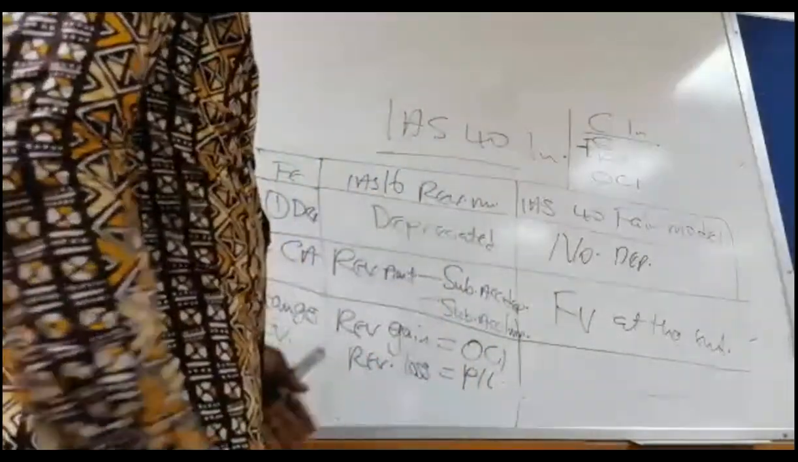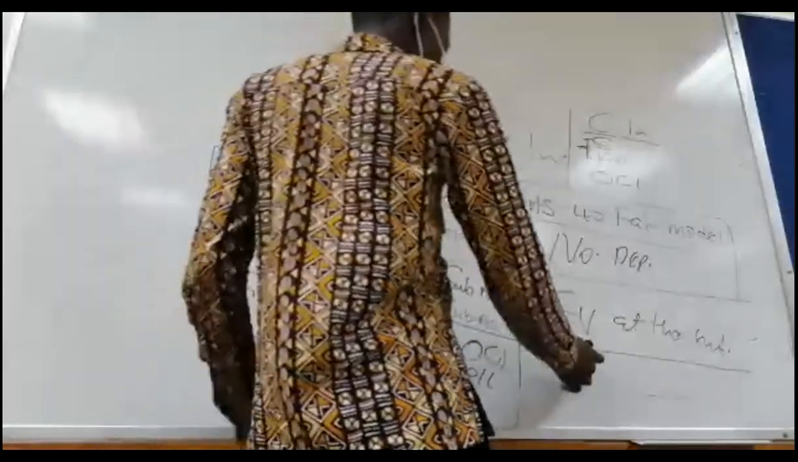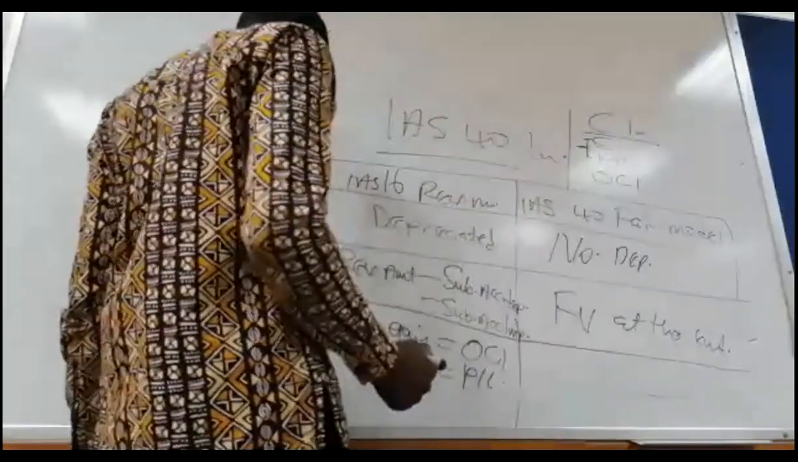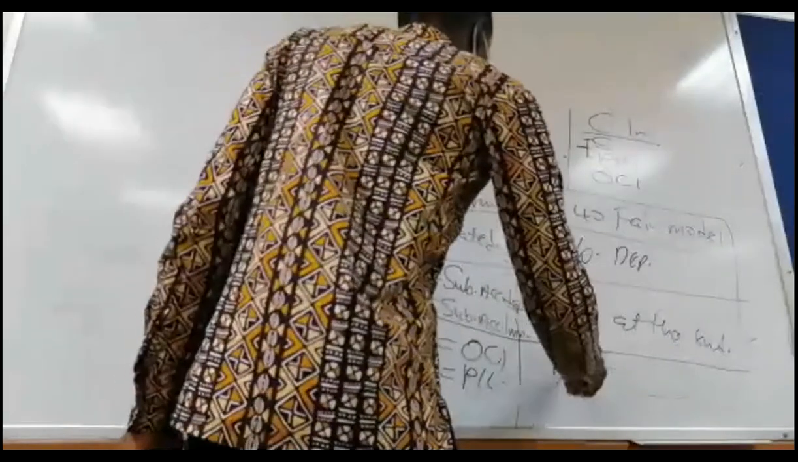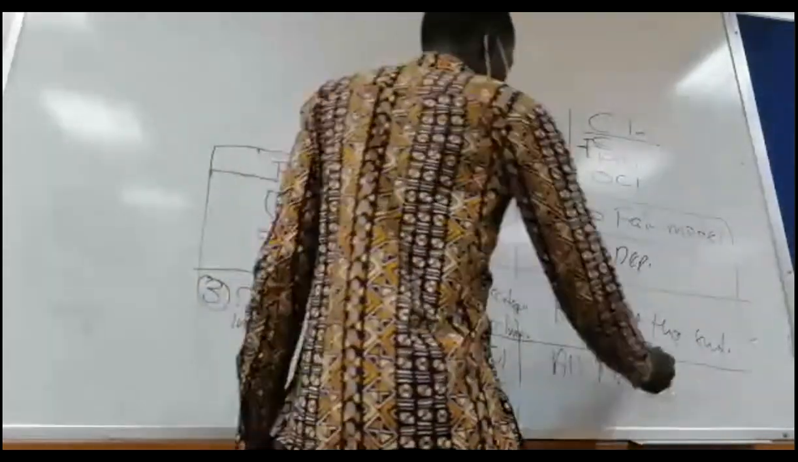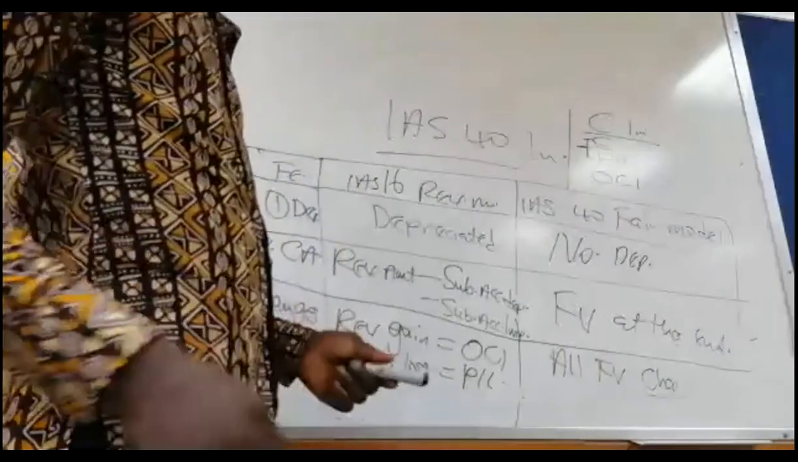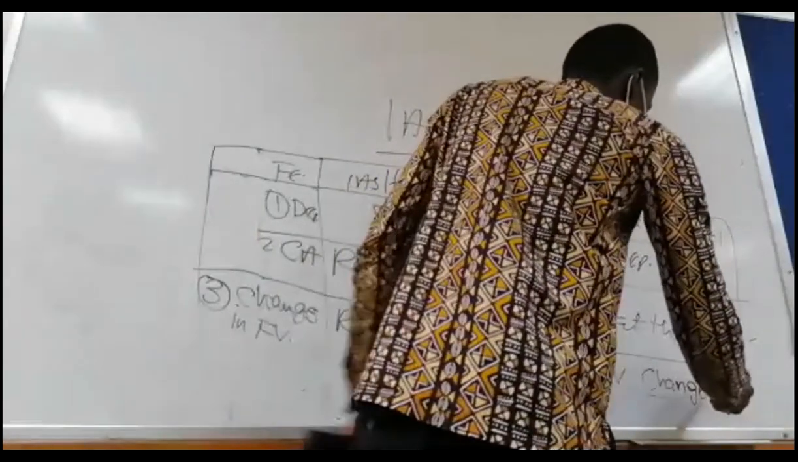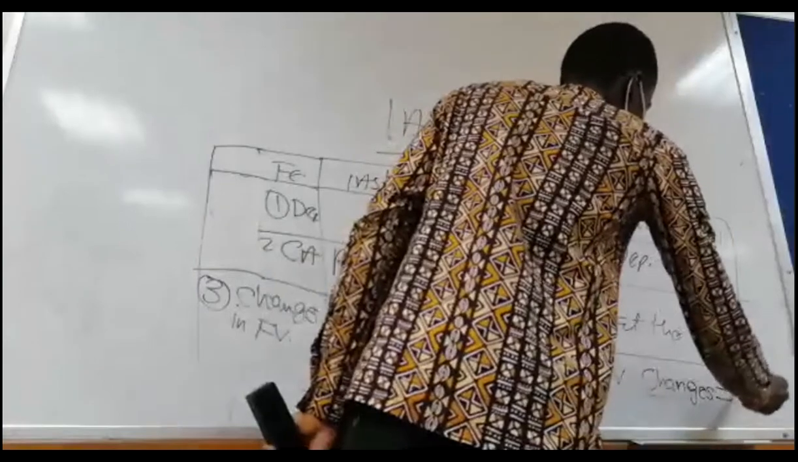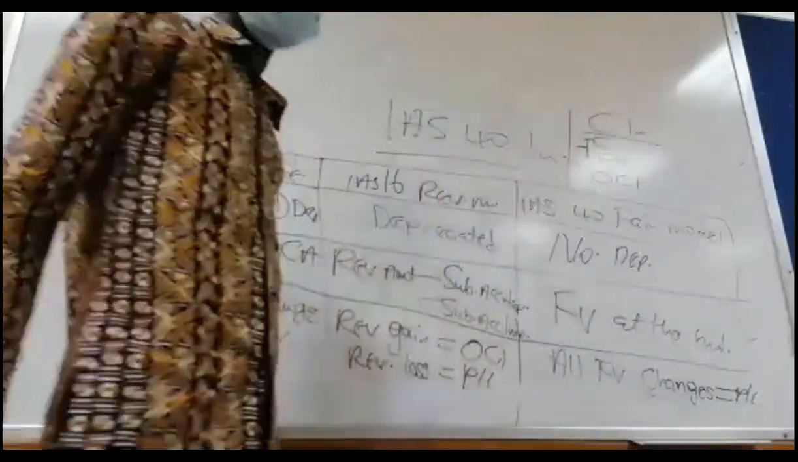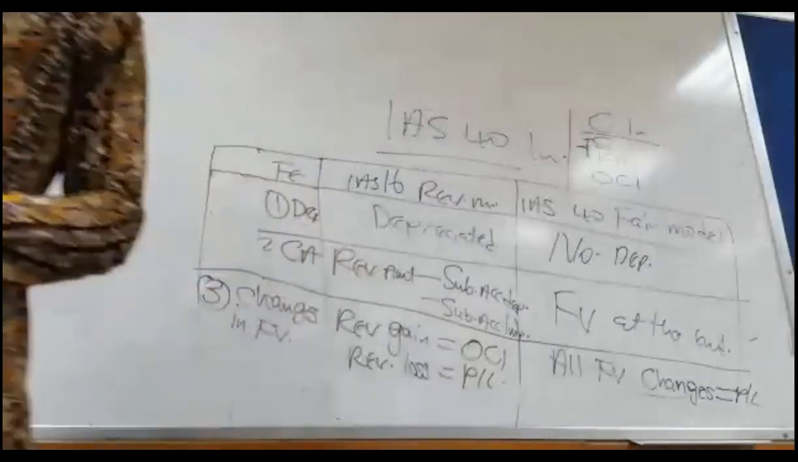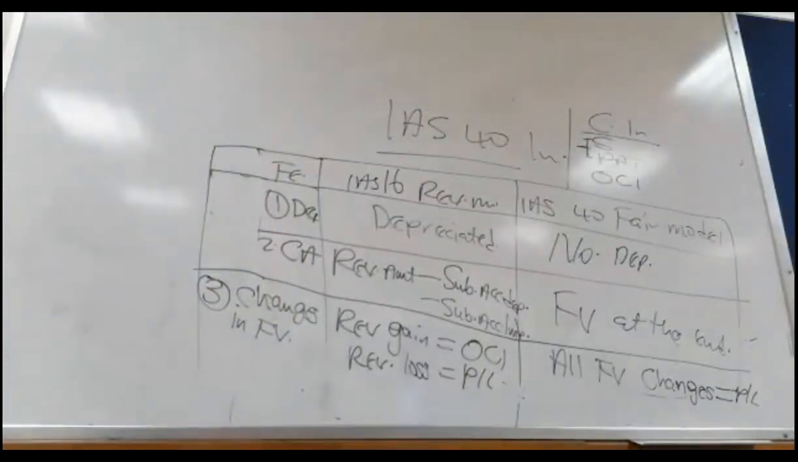Let's go to IAS 40. With IAS 40, fair value changes must be reported to what? P&L. So fair value gain or loss must be reported in the P&L. All fair value changes must go to the P&L. That is it. So if it's a gain, other income. If it's a loss, operating cost. And then you are done.